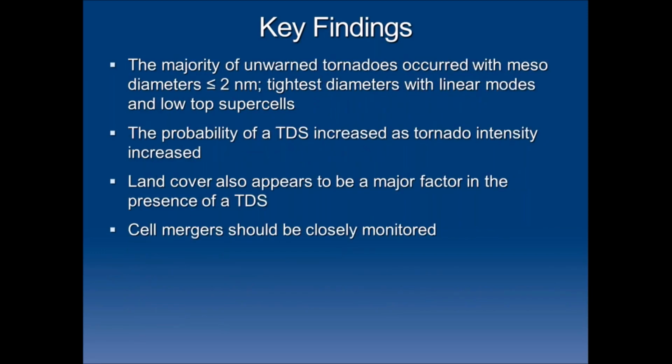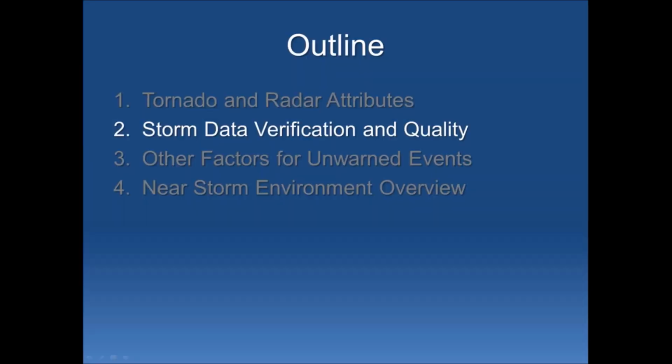The majority of the unwarned tornadoes occurred with mesocyclone or mesovortex diameters less than 2 nautical miles. The tightest diameters were with the linear modes and the low top or mini supercells. The probability of a TDS increased as the tornado intensity increased. Land cover appears to be a major factor in the presence of a TDS, and it should go without saying, but cell mergers should be monitored closely in any kind of warning situation. So I'm done with my portion, and I will turn it over to Rod.